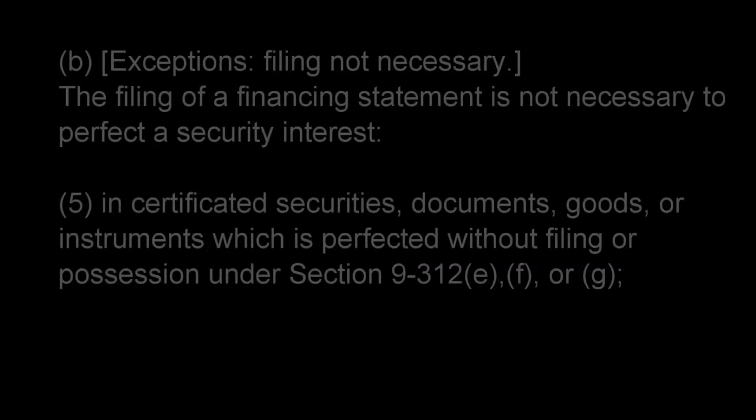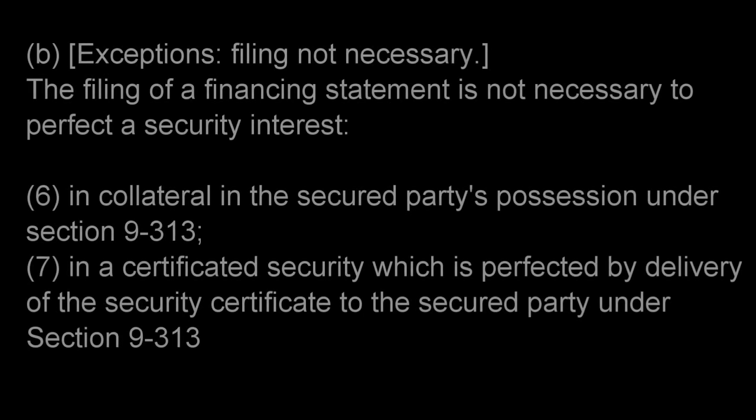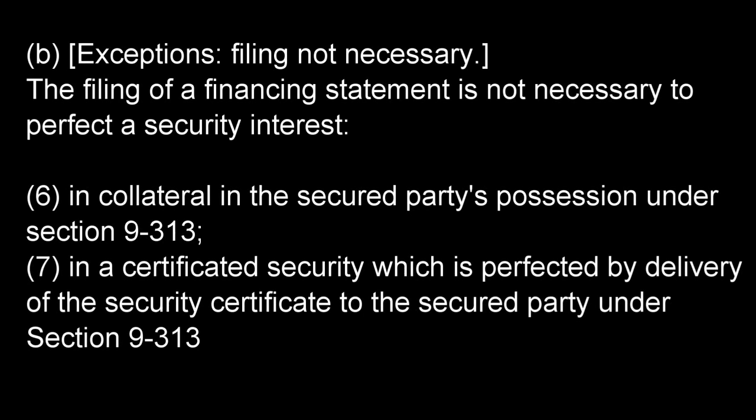So that's the general rule. However, there are exceptions, and so B is stating that filing is not necessary. We're going to take a look at B, then number 5. In certificated securities, documents, goods, or instruments which is perfected without filing or possession under section 9-312(e), (f), or (g). We're gonna look at number 6. It says, in collateral in the secured party's possession under section 9-313. And then number 7, in a certificated security which is perfected by delivery of the security certificate to the secured party under section 9-313. So these 5, 6, and 7, it's specifying that if there is a certificated security, as long as that person is in possession, right, and we're talking a natural person, the registered owner, as long as it's in possession, you're not required to file, okay?